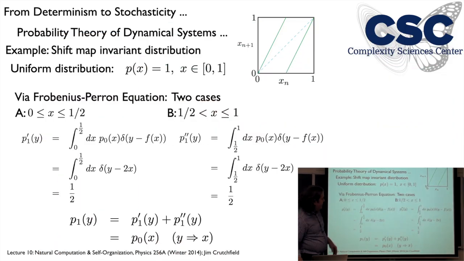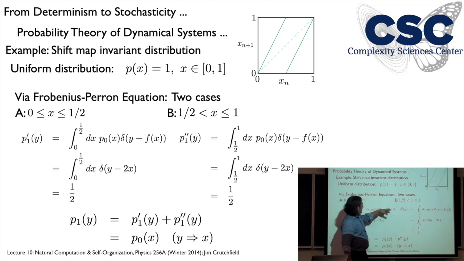You can do this with the Frobenius-Perron equation, 2 cases. It's essentially the same thing. Break it into these 2 separate calculations. Just move half of the distribution where the support is on 0 to a half or above a half. And we just plug in this distribution here, and now we're just integrating in the domain just from 0 to a half or a half to 1.